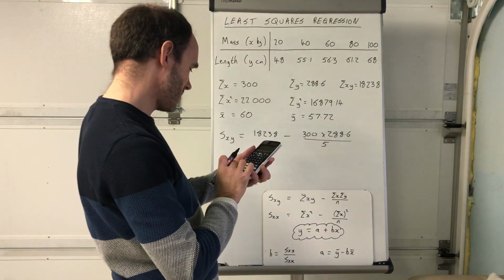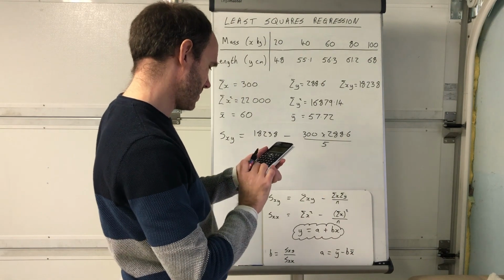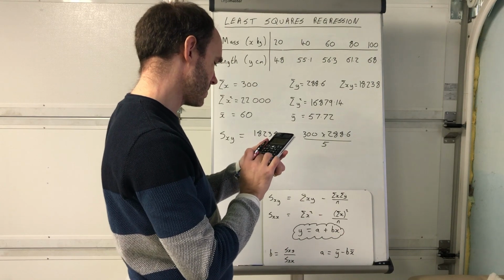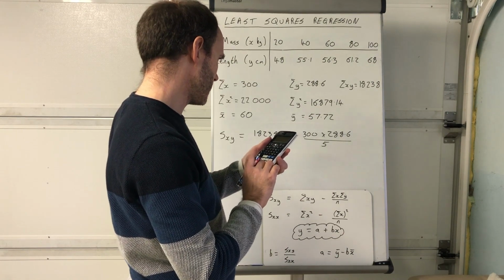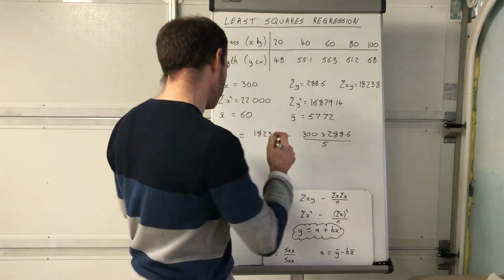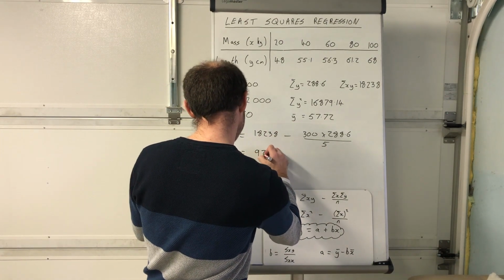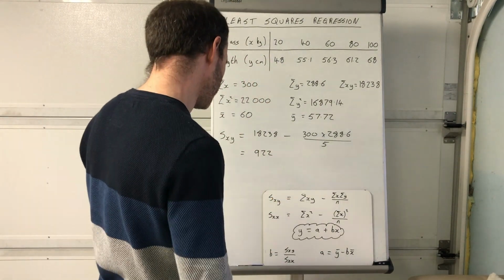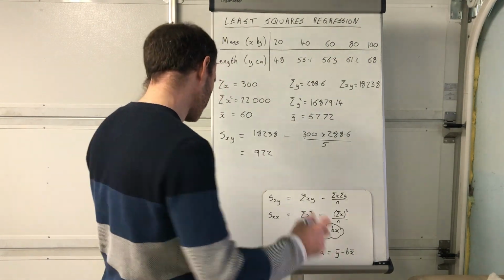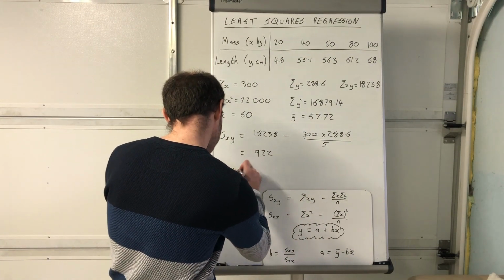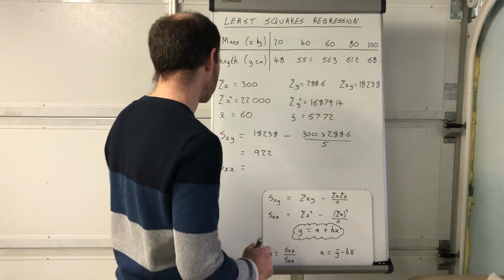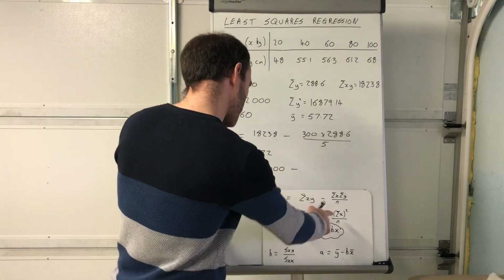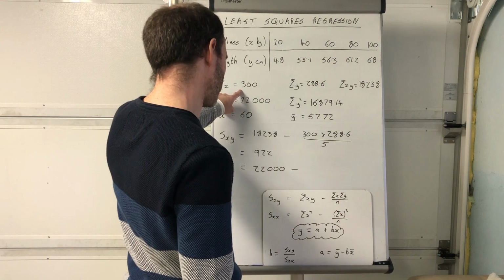Let's just work out what that is. So 18,238 subtract 300 times 288.6 over 5. Make sure I typed it in properly. And 922. It's nice when it's an integer. Okay, 922. And so next we need to work out Sxx. So I'll just put that down by here. Sxx, so that's sigma x squared, so it's that 22,000, and then subtract sigma x all squared. So that's 300.